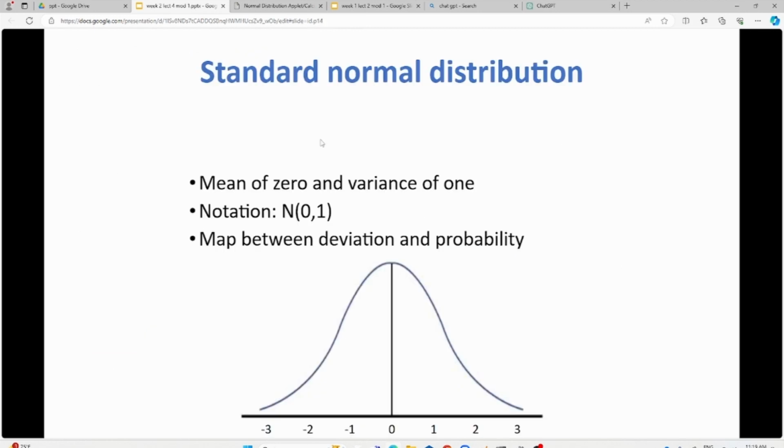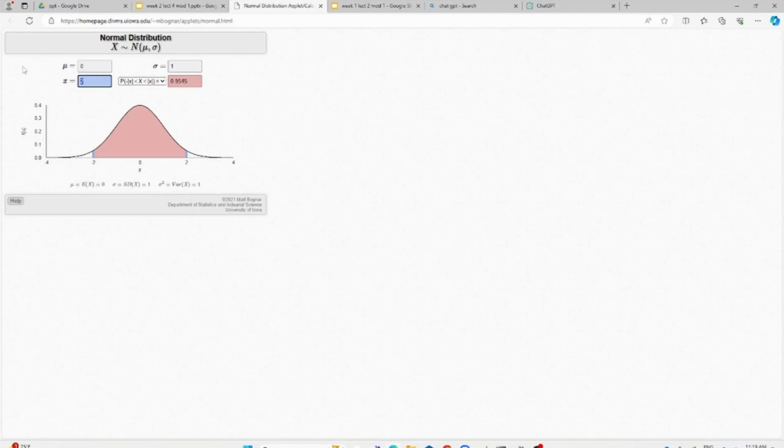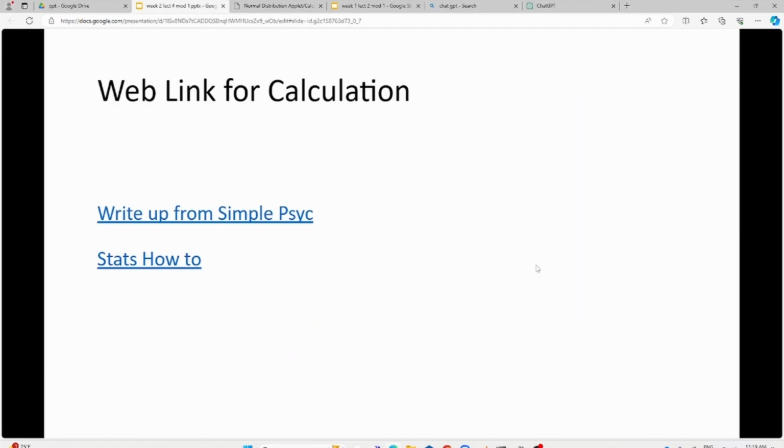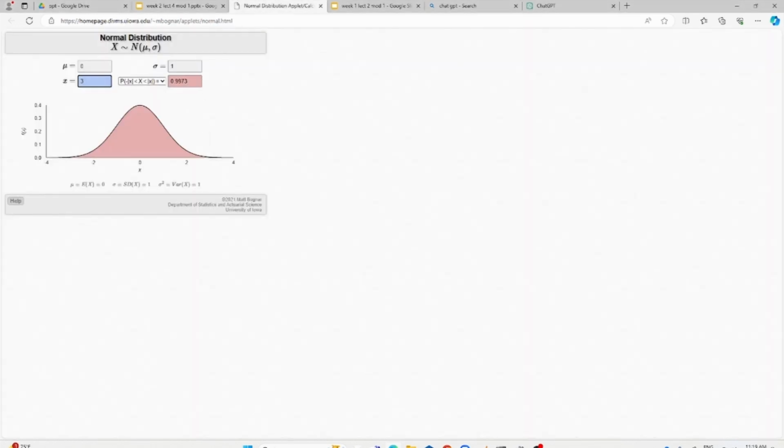Okay. Similarly, we can see for 2. Okay. So, actually if you enter 2 here, you will get 95.45. So, 2 sigmas, 1 minus sigma here and minus 2 sigma this side. Okay. And if you go for 3 sigma, you can see 99.7% of data. So, 99.73.